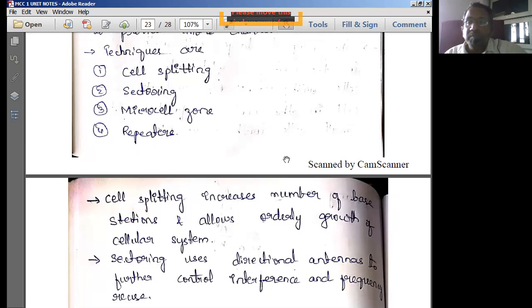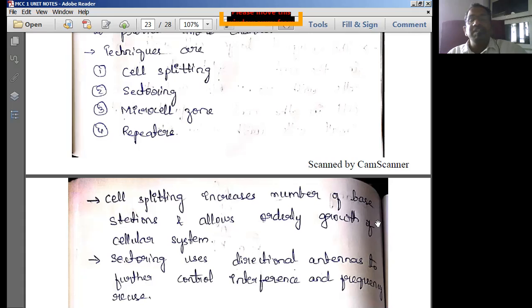This is a very important concept. This question has come many times in the examination. They ask it as a short answer question for 6 marks, in the bits, or as a long answer question. If it is a long answer question, then you should write all these 4 techniques in elaborate detail.